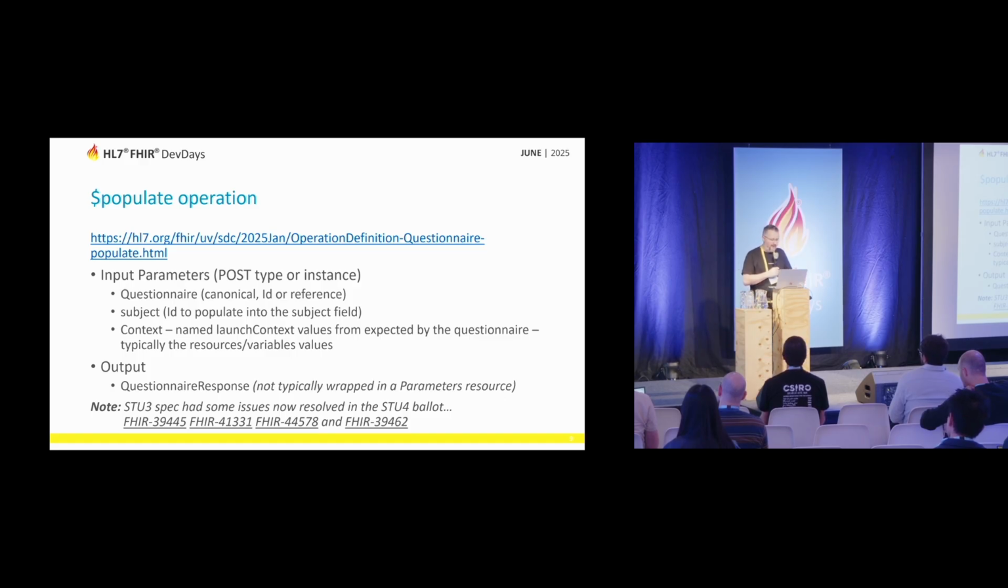Why would I wrap that in an output in a parameters? Because I want to embed an additional operation outcome with that, so I can report back some information messages or warnings to say, yeah, I populated as best I could, but there are some other issues potentially here. The STU3 spec had some issues. I've got a list there, it's down the bottom, so those at the back can't see the list. But those are now resolved in the STU4 ballot, so we're pretty happy with where that's landed.